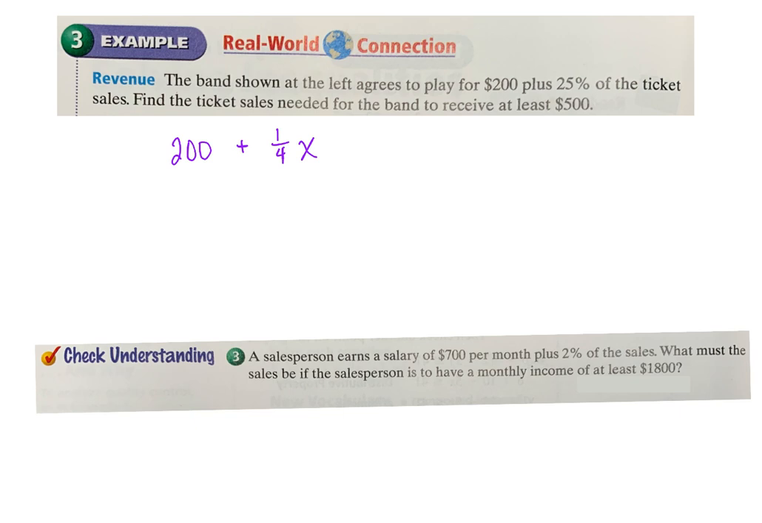At least, is that greater than or less than? They want at least $500. Greater or equal to, right? The very minimum they want is $500. That means that they want what they actually get paid to be either $500 or more. Okay, greater than or equal to. And so we're just going to solve it. Setting it up is obviously the most difficult, which even that is not that hard, but you just need to pay attention.